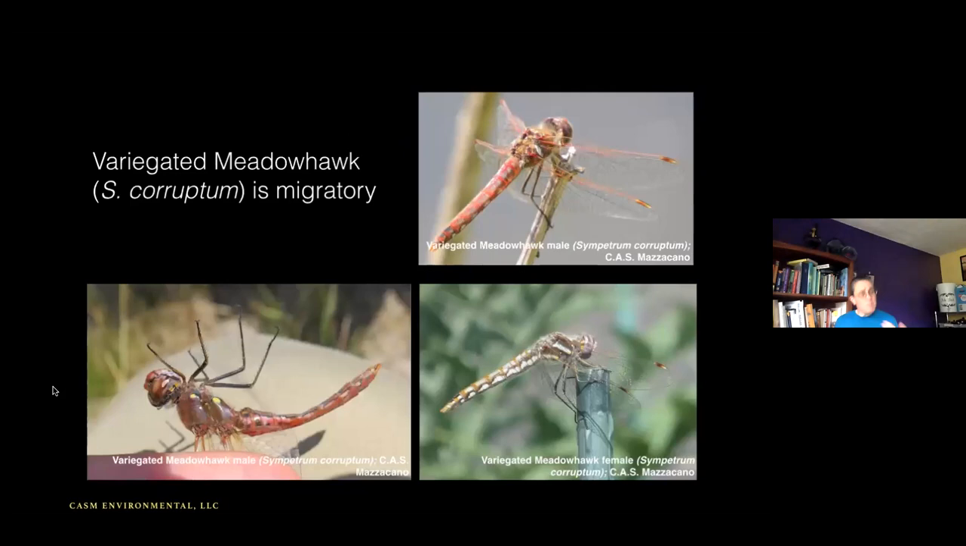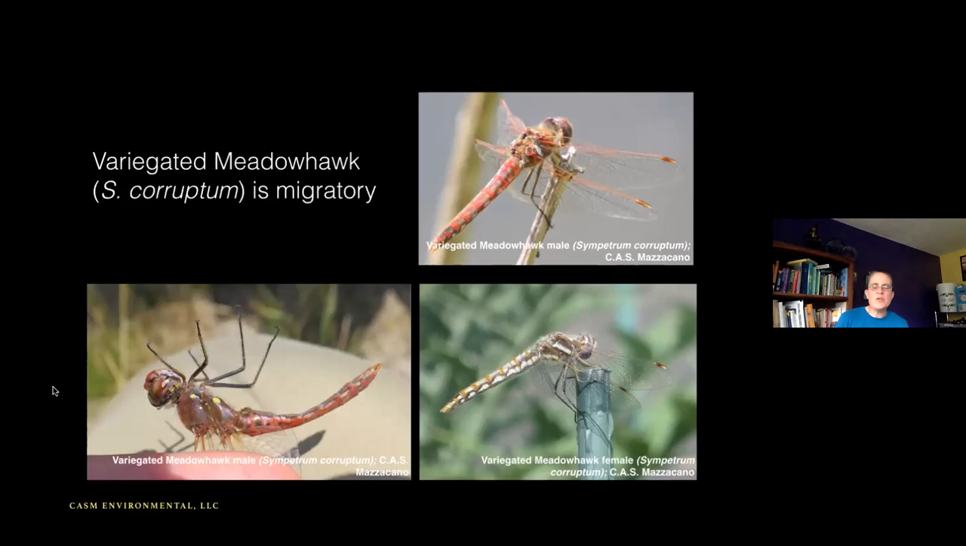So variegated meadowhawk is another one of those migratory dragonflies, even though it's a little smaller than some of the other migratory darners. The males to me always look like they're wearing a Scottish plaid kilt. The base color of the abdomen is red, but they have these lighter colored rectangular patches that go down the sides of the abdomen. The sides of the thorax have a gray stripe that ends in a bright yellow dot. That gets a little dull when they get older, but it's pretty visible. You can see that in the one that I have in hand in the lower left.